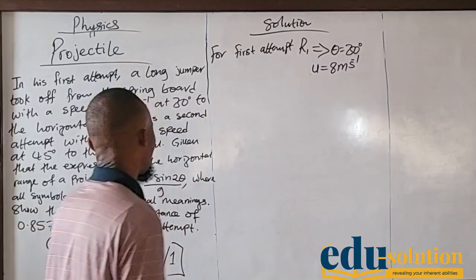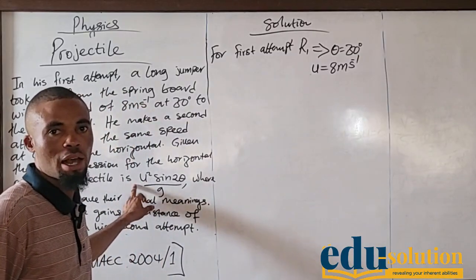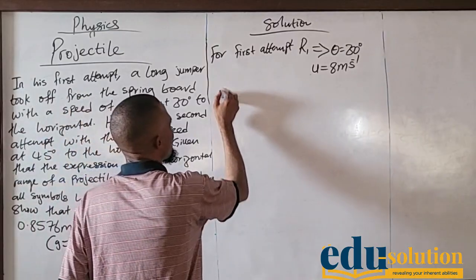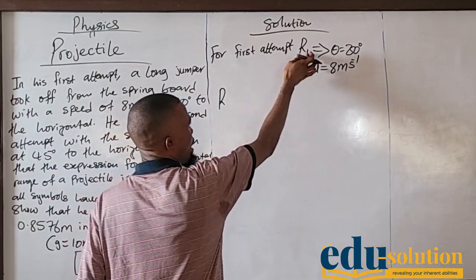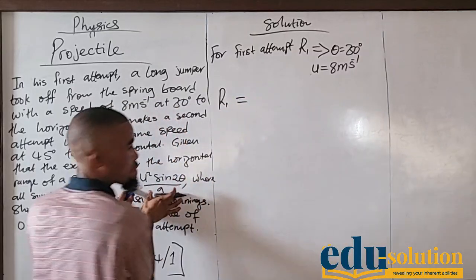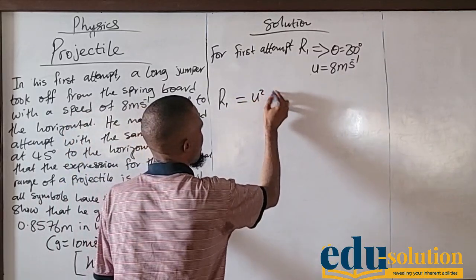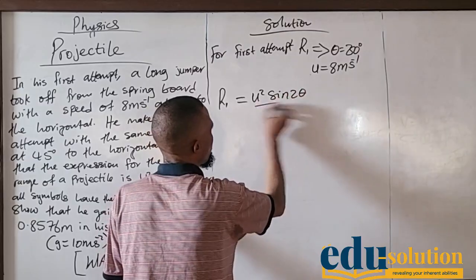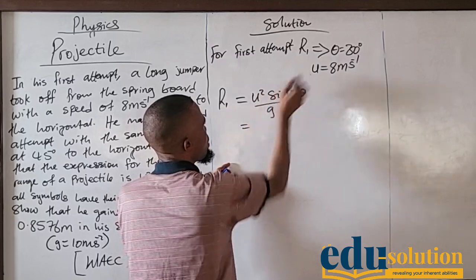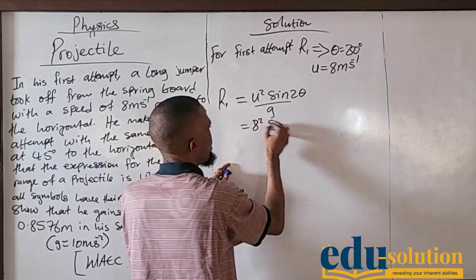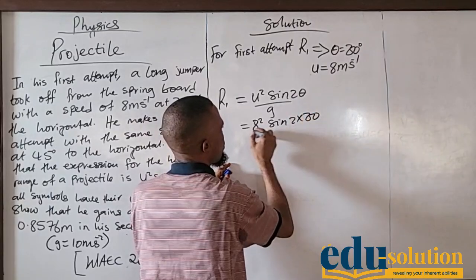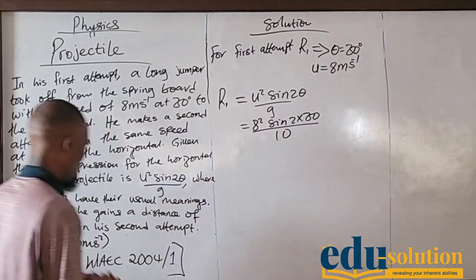They gave us the relation that we are using here, which is our formula for range. I also did that in my previous video. So we have the range, and I'm using R1 here because it's the first attempt. R1 is equal to u squared sine 2 theta over g. If we put in these values, u is 8 squared, and then we have sine 2 times theta, which is 30, over g, which is 10 according to the question.